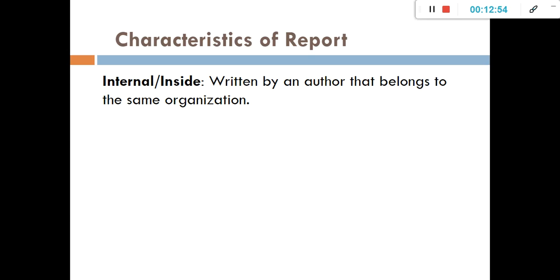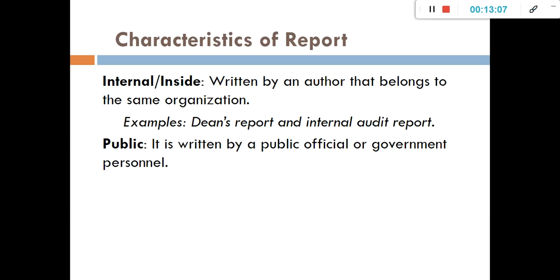For example, you are the head of a department, say the finance department. So you report the actual revenue, the earnings of your company, to the owner or the CEO of your company. So that is what we say with an internal report. Okay? Next is the Dean's report and internal audit report.